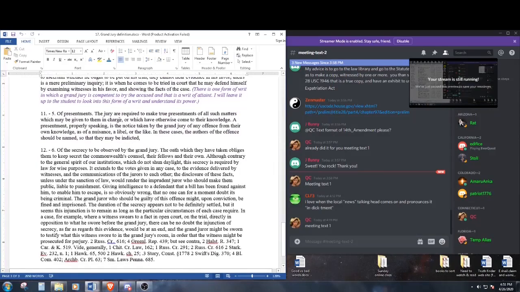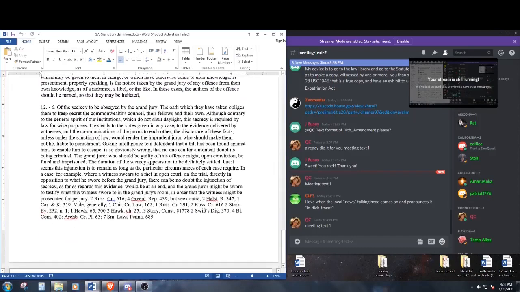So there's a little aspect about presentments. And then the secrecy, the oath of which they have taken, obliges them to keep secret the Commonwealth Council, their fellows and their own. So not only do you have the right to keep things secret in a grand jury, you basically take an oath to keep it secret. Because you don't want to give out the information of someone that may have an indictment coming against them to be able to run or get away or whatnot, right?